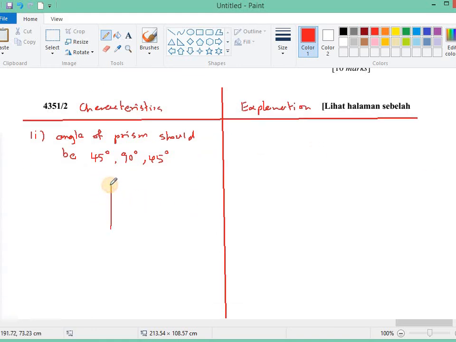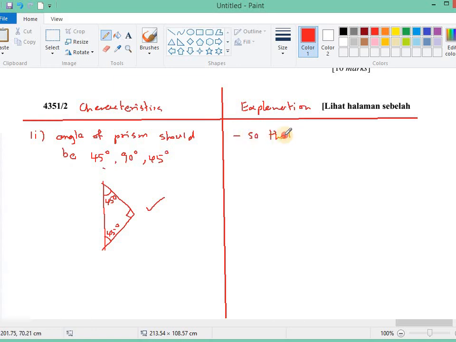That means you draw like this. Okay, you can also draw. You show that this is 90 degree. This one is 45. This one is 45. Okay, you draw also can. In physics, the way that you present your answer is very flexible. If you think that you don't know how to write what is the angle of prism, then you draw, to show people like this, no problem.